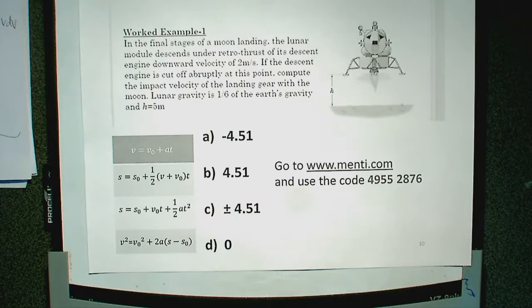The velocity here, I went with C. My initial thought was B. No, C, because of the drag, because you solve the fourth equation: V squared equals V naught squared plus 2A. Exactly. Very good, you got the point.